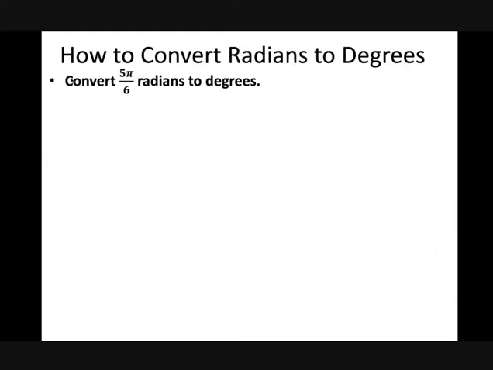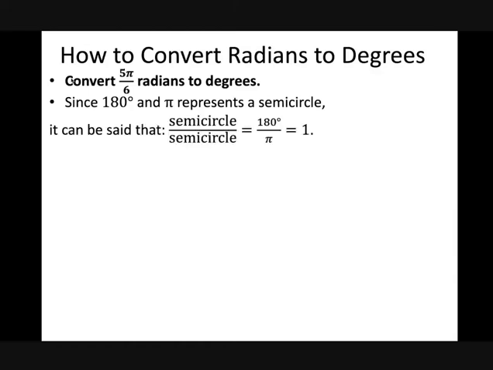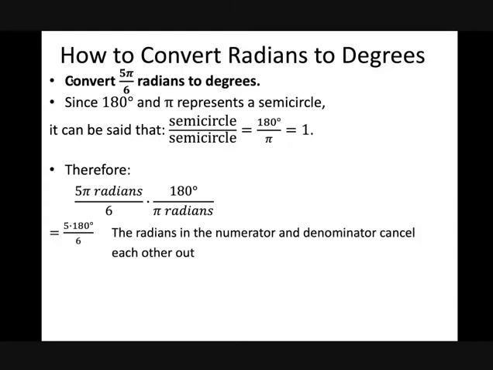Now, how do we convert radians to degrees? Well, an example is taking 5 pi divided by 6 radians to degrees. So again, since 180 and pi both represent a semicircle, it can be said that a semicircle divided by a semicircle, or 180 degrees divided by pi, is equivalent to multiplying by 1. Therefore, 5 pi radians divided by 6 times 180 divided by pi. Notice how you have a radian in the numerator and a radian in the denominator. We do that in order for the radians to cancel out. So when this happens, we get 180 degrees times 5 divided by 6, which simplifies to be 150 degrees. Oop, that's supposed to say degrees, not radians. I'll correct that.